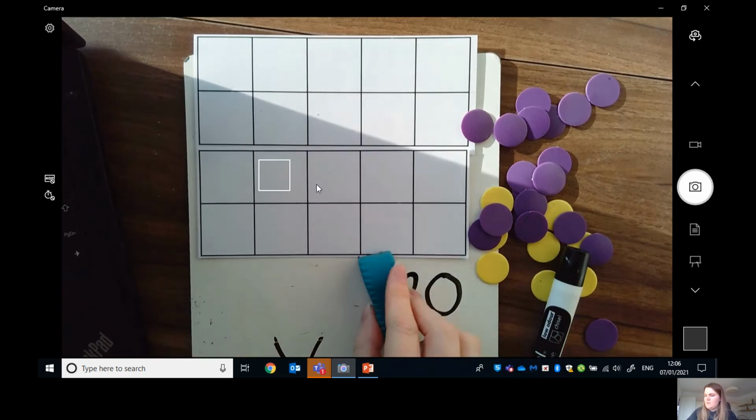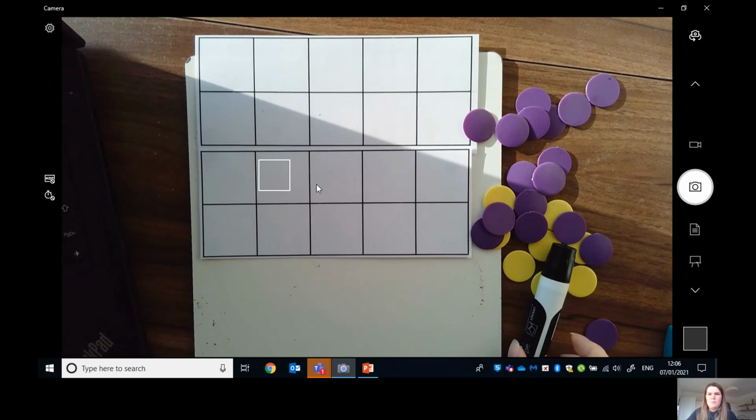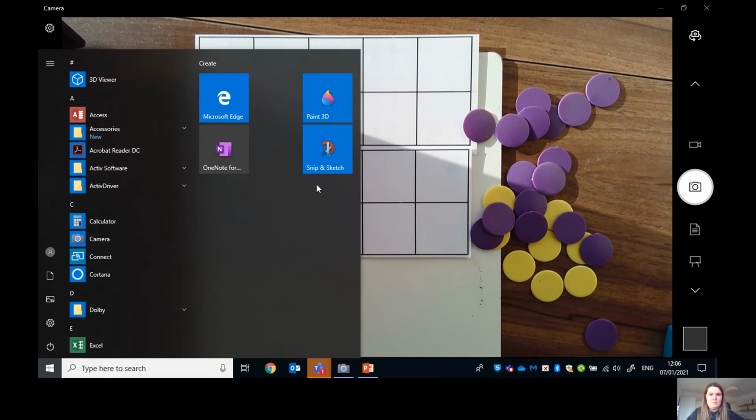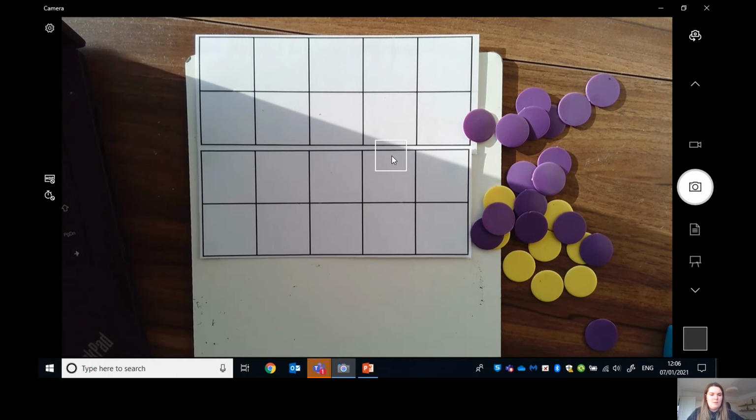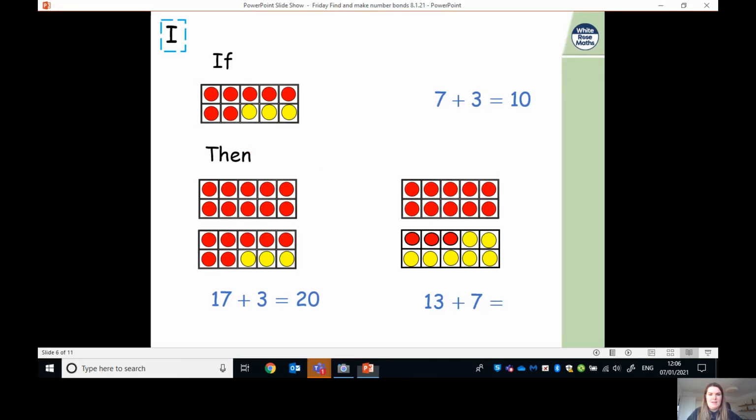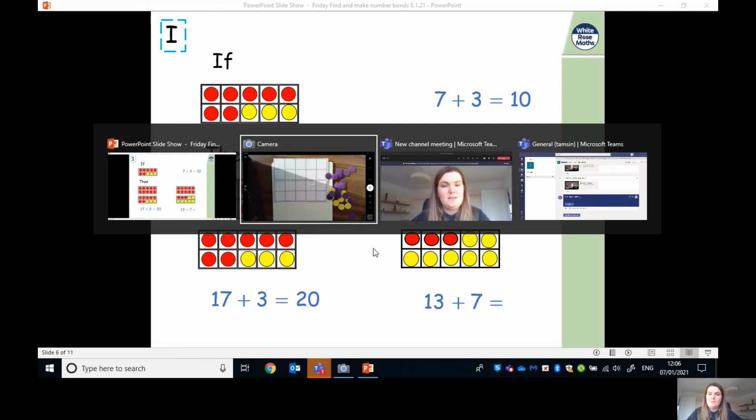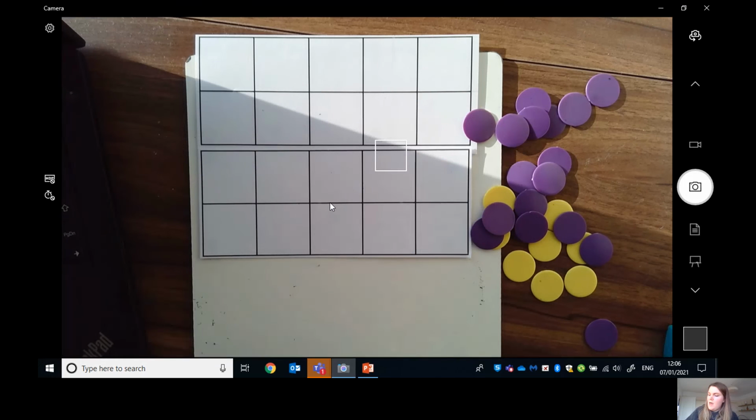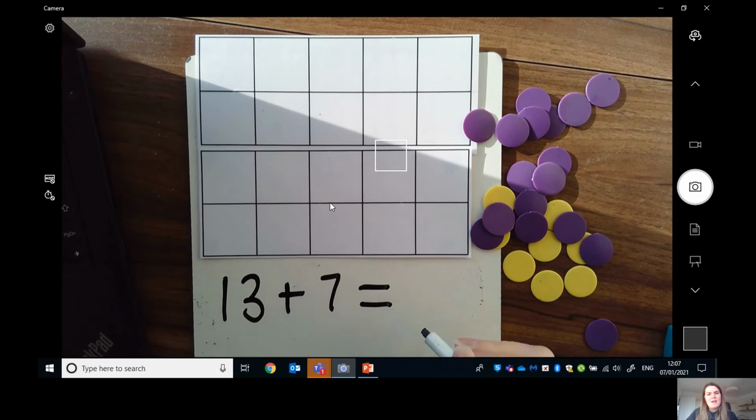The first thing I need to do is write out my sum. What was my sum? Was it 13 plus 7? Let's double check. Oh, it was 13 plus 7, absolutely. Sometimes you have to double check to make sure. 13 plus 7. Firstly, I write my equation.